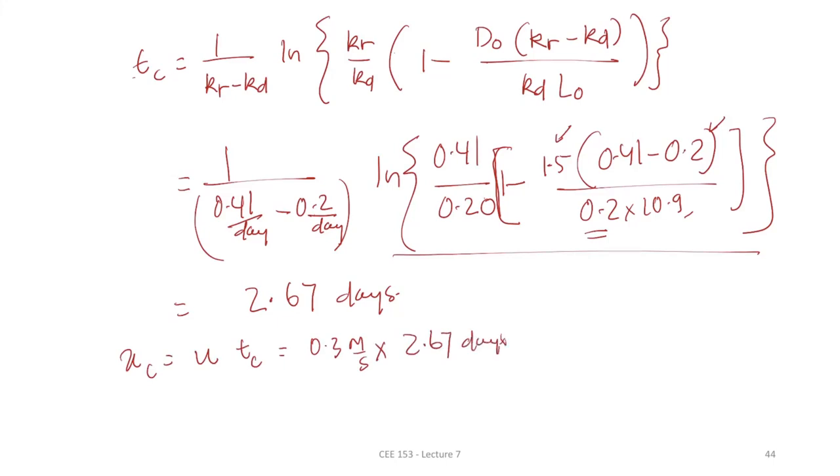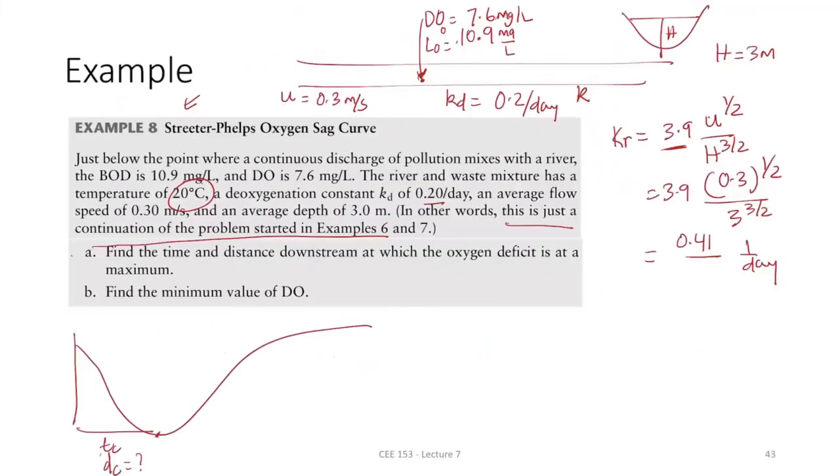Well, you can multiply unless you convert days to seconds. So 1 day is 24 hours, and 1 hour is 60 minutes and 1 minute is 60 seconds. Then you should get the answer in meters. It should be around 69,000 meters, which is 69.3 kilometers. So that's the value for these answers.